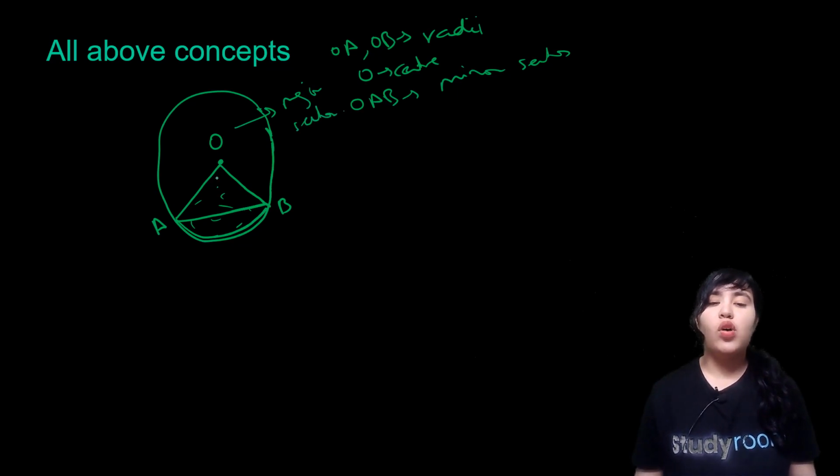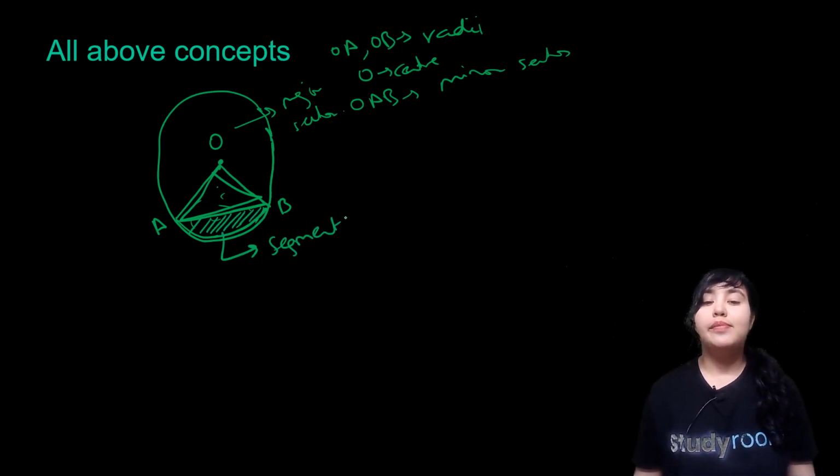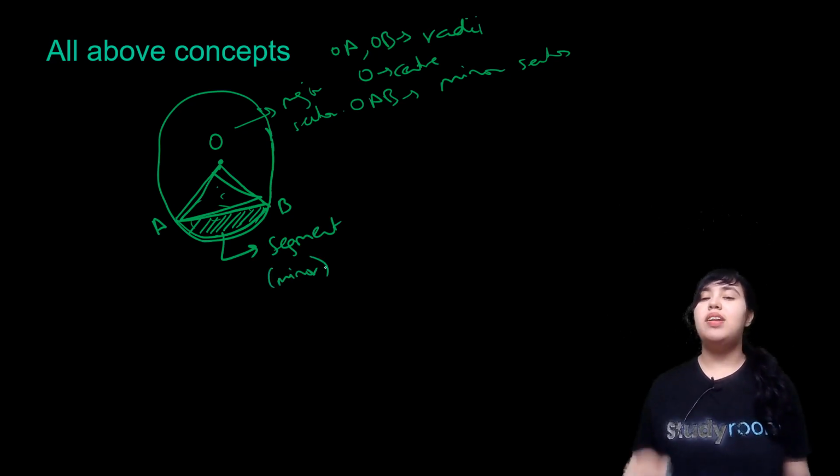Now you tell me, what is this? This is a triangle. Which triangle? OAB. And what about this space alone? What do we call this? This is a segment. And be more precise, is it minor or major? It is minor. So similarly, we also have a major segment.